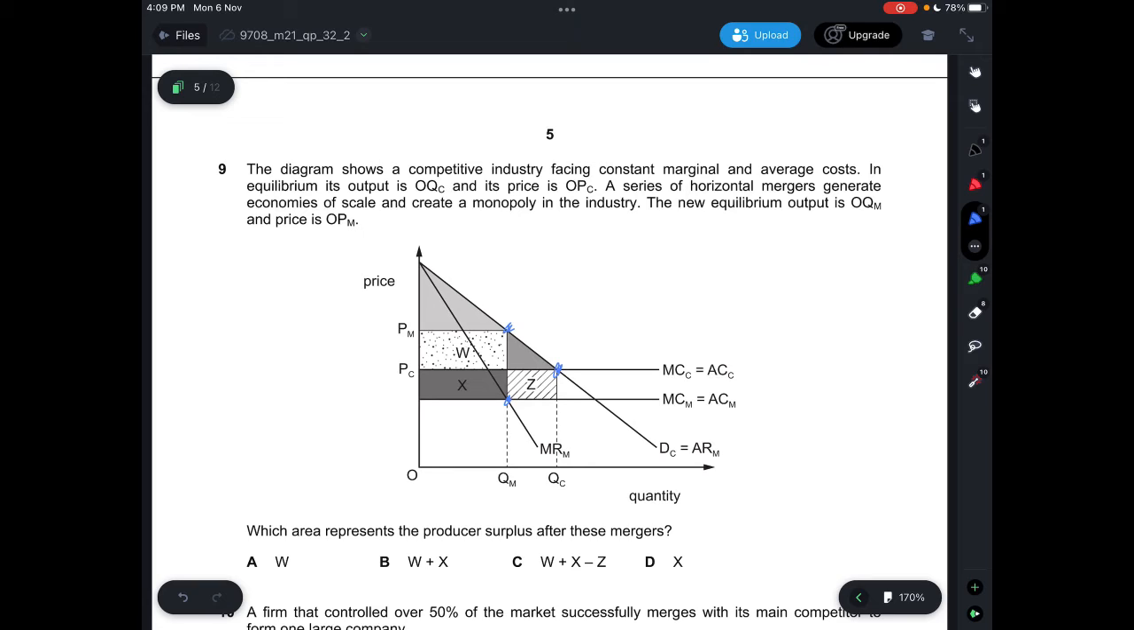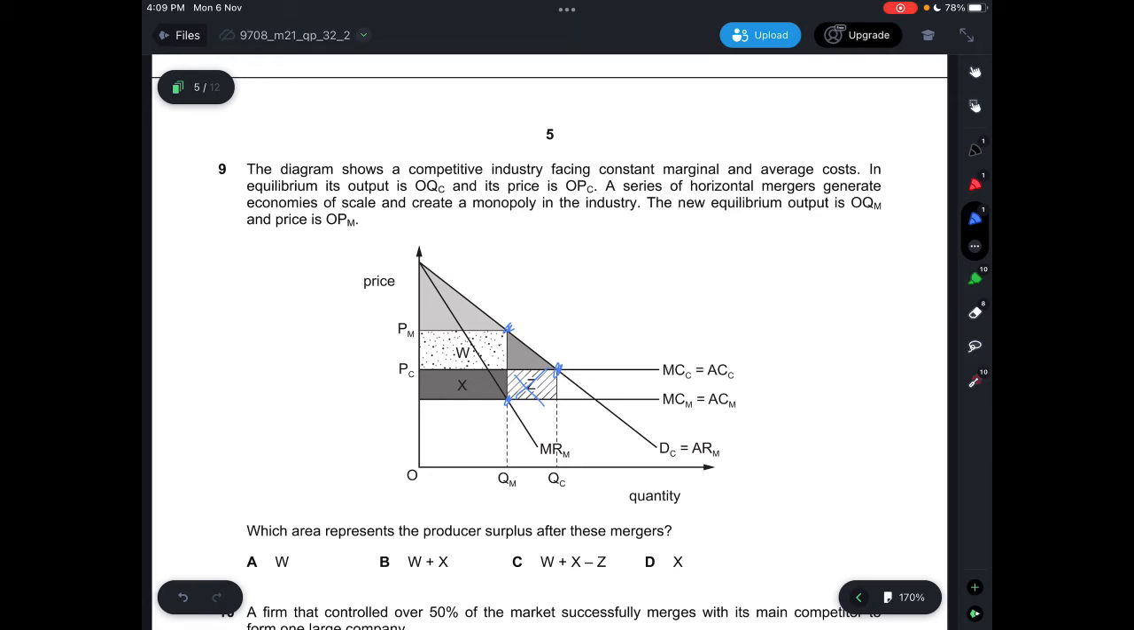So here you can see that because we're only selling at quantity QM, that means you can directly forego Z as the producer surplus because we're not selling at that quantity. However, we are selling at the quantity where the price is PM. So that means our producer surplus would have to be between the curves of ARM and also ACM.